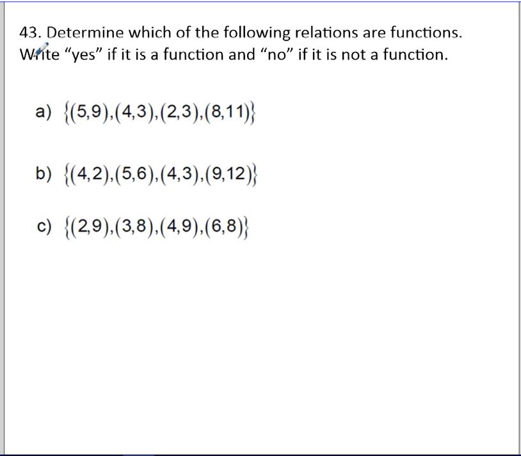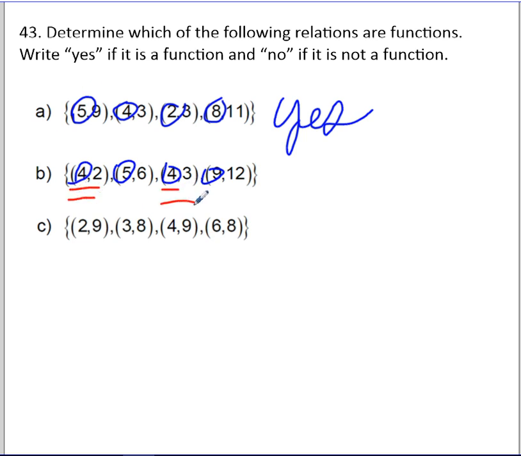Now we're going to look at functions to determine if these given sets are a function, yes or no. And as I've mentioned before, we're looking for a repeat in the x's to determine whether it's a function. 5, 4, 2, 8. None of those repeat, so that's a function because there's no x value that's repeated with different y values. So here we have 4, 5, 4, 9. Our 4 is repeated, so here 4 is paired with 2, and then the second time 4 is paired with 3. So because of that, it's not a function.